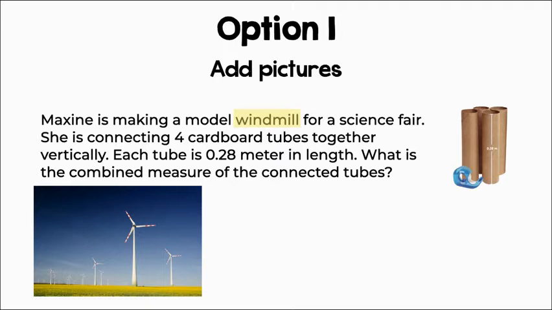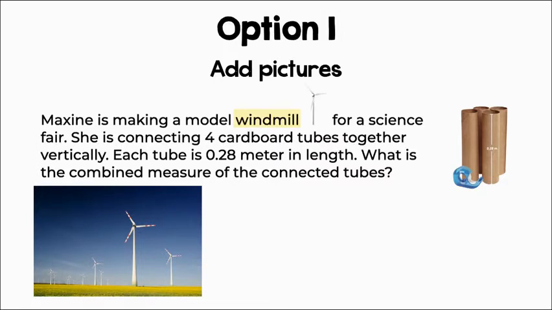You can show a windmill in a field. You can add a picture of a windmill in the word problem. And also, do they know what vertically is? You can show them a number line and say that that's vertical. You can show them exactly how those 4 cardboard tubes are going to be stacked. That way the students know exactly what the question is asking.